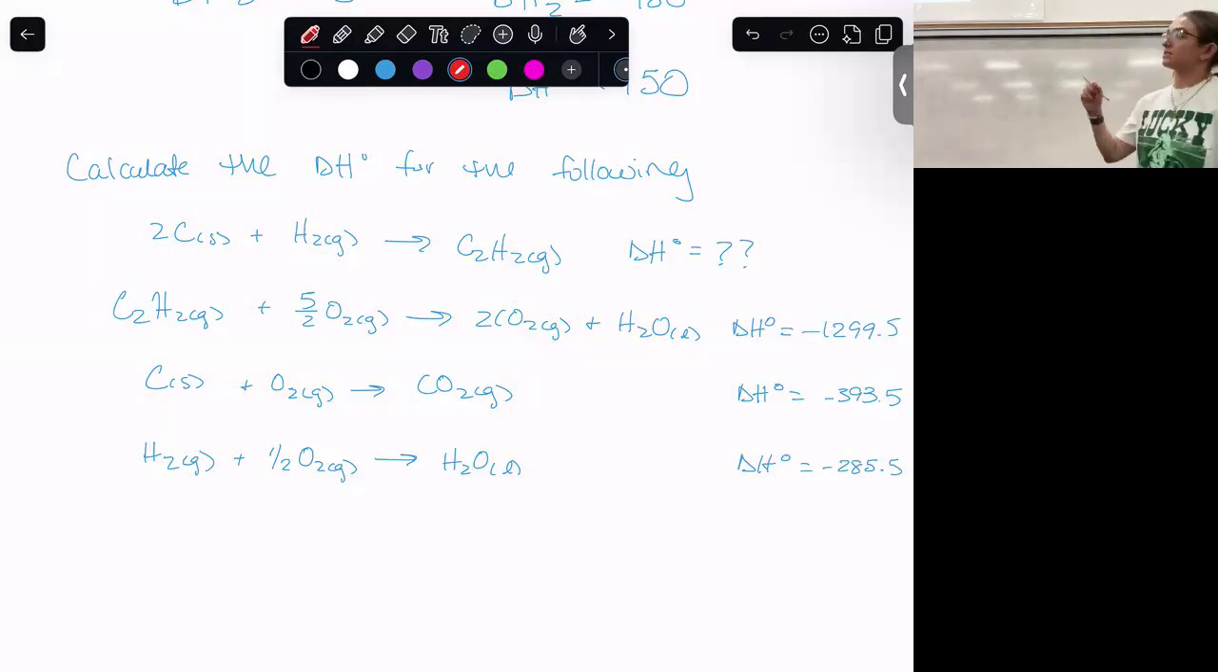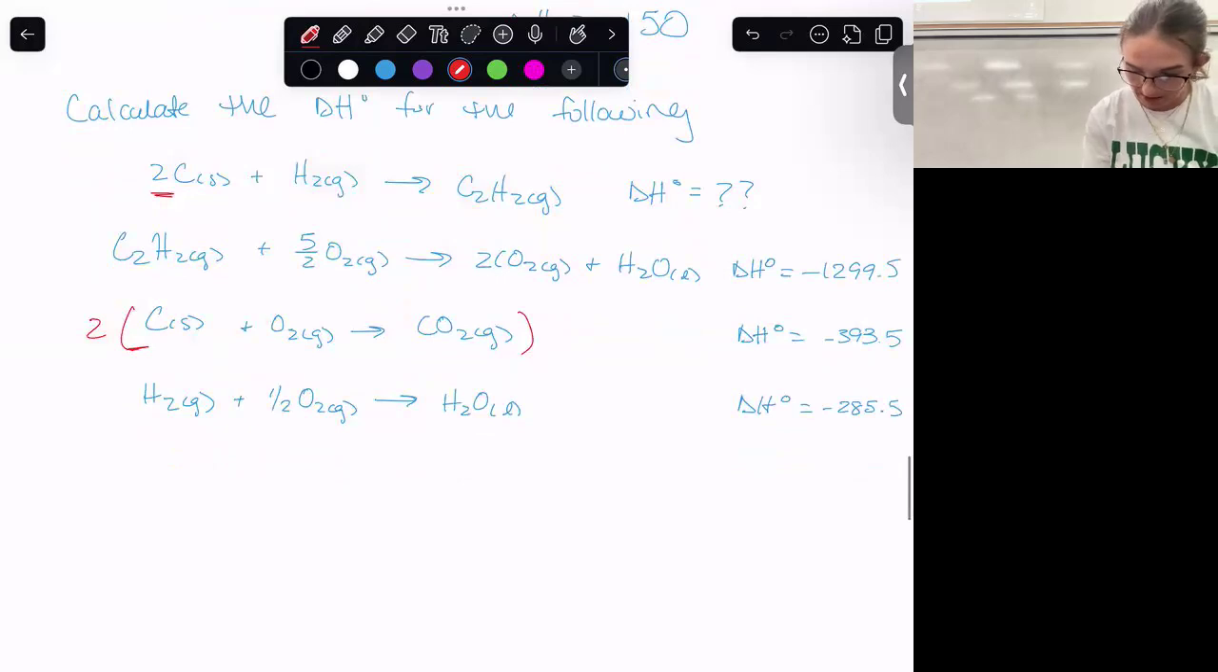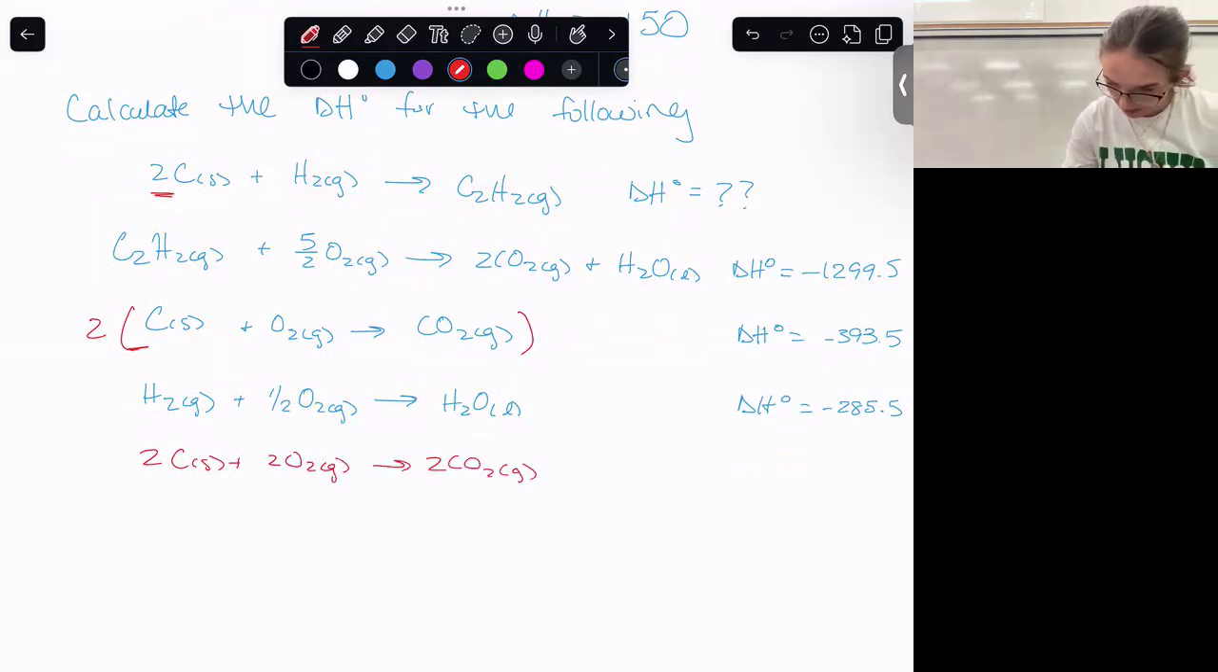The second one, right? So we see that we have 2C in our overall equation, but we only have 1 in our second equation. So we're going to multiply this whole thing by 2. So I always like to rewrite that. And then that means that delta H naught will be the negative 787.0.